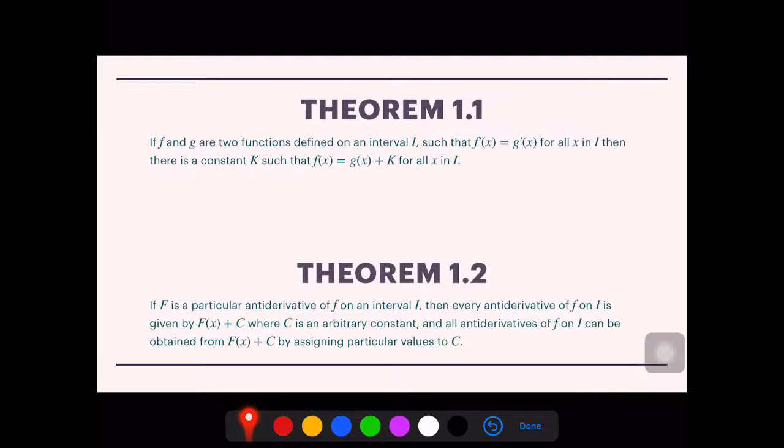So to formalize and generalize this illustration, we now have these two theorems. And these theorems would assure us that having a plus k or a plus c there at the antiderivative would generalize the antiderivative of a given function.